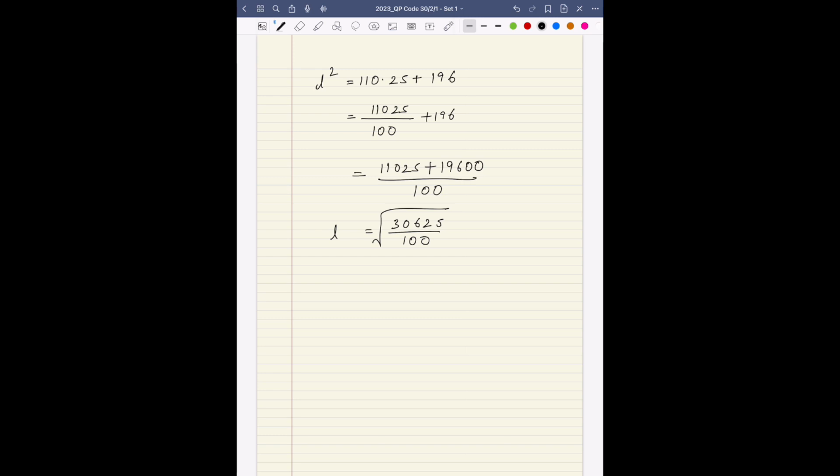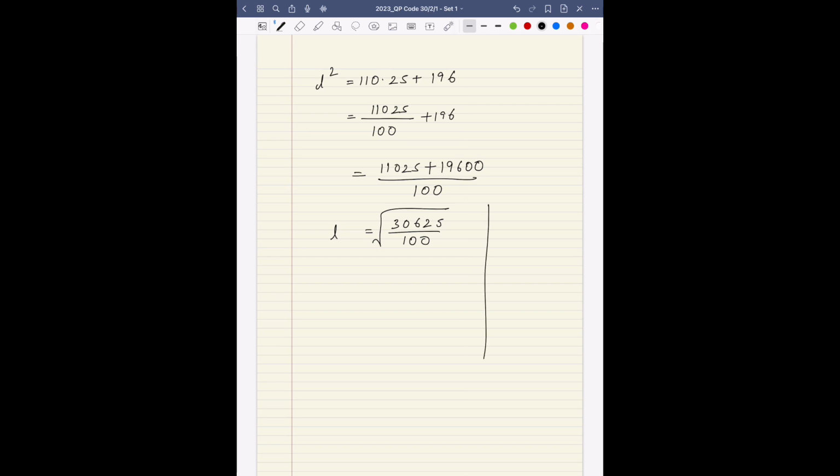Okay, and the under root of 30625 is nothing but 175 whole square. So 175 upon 10 will come down, or slant height is 17.5 meters. This is your slant height. Part 1. It's 1 mark, but some calculation is needed. If you want to find how did I get 175, you can break it. Let me show you, so that it helps you out.